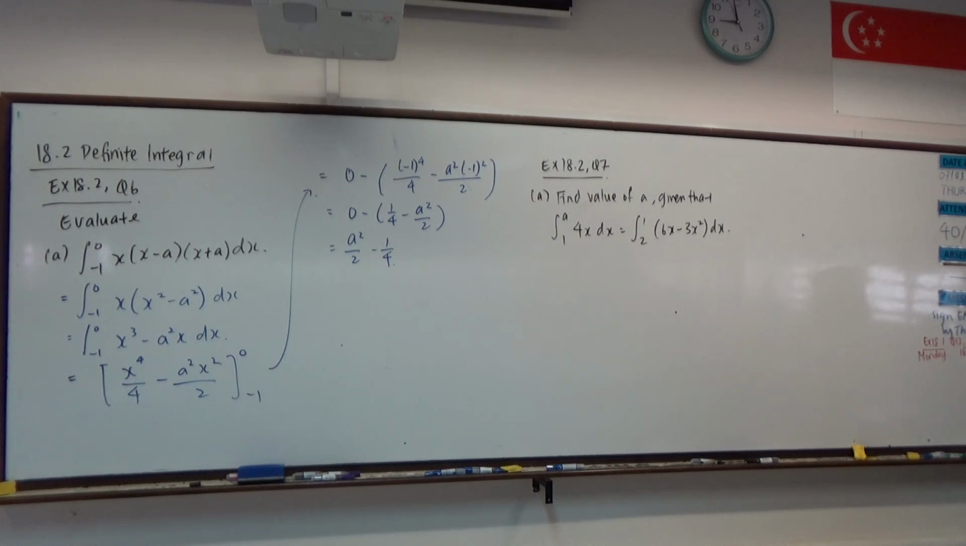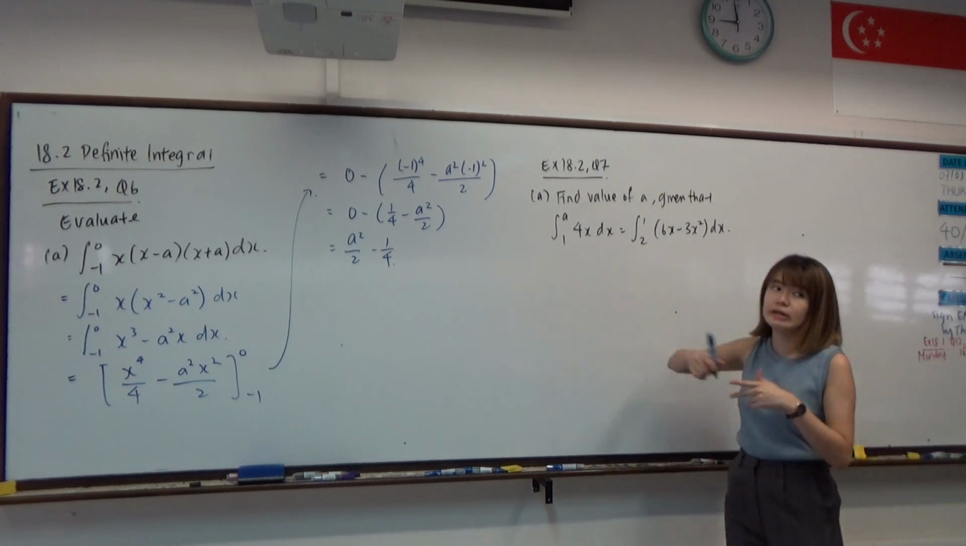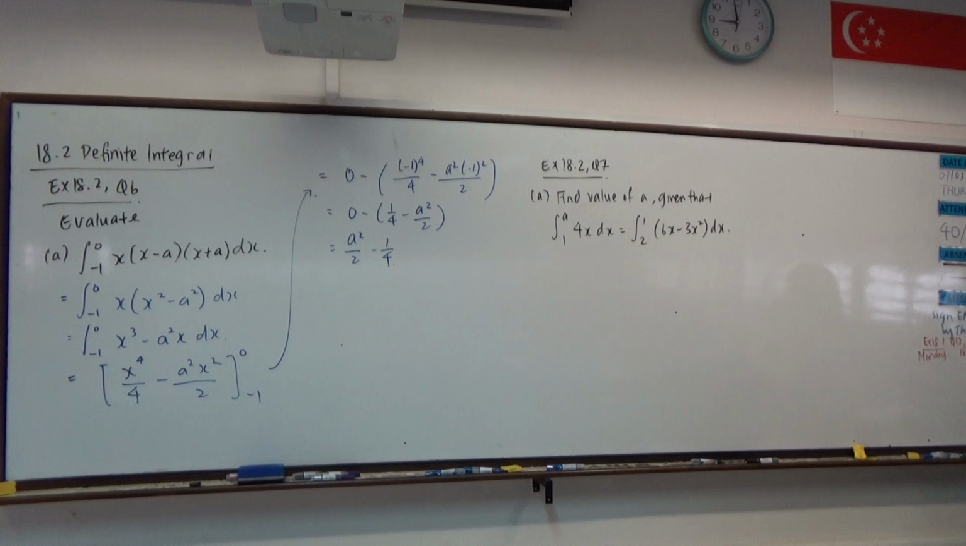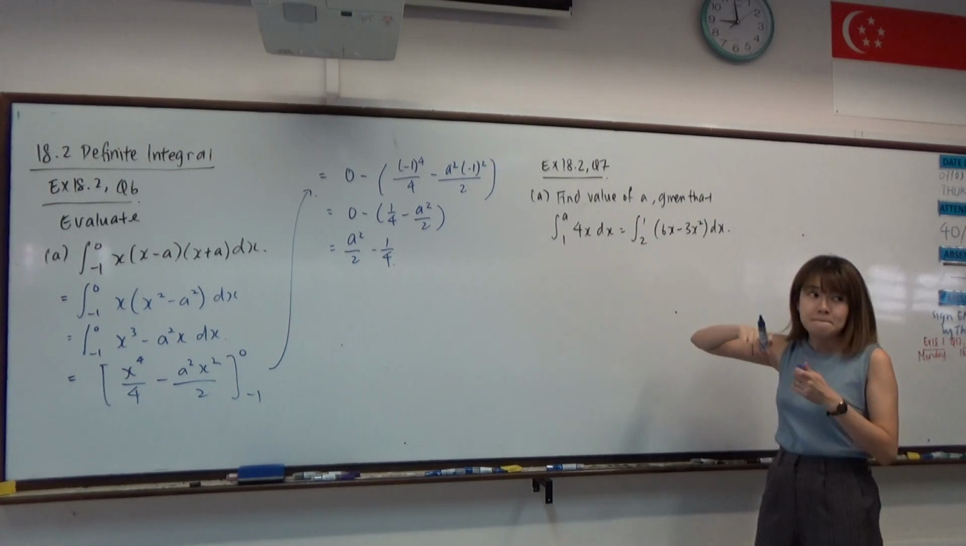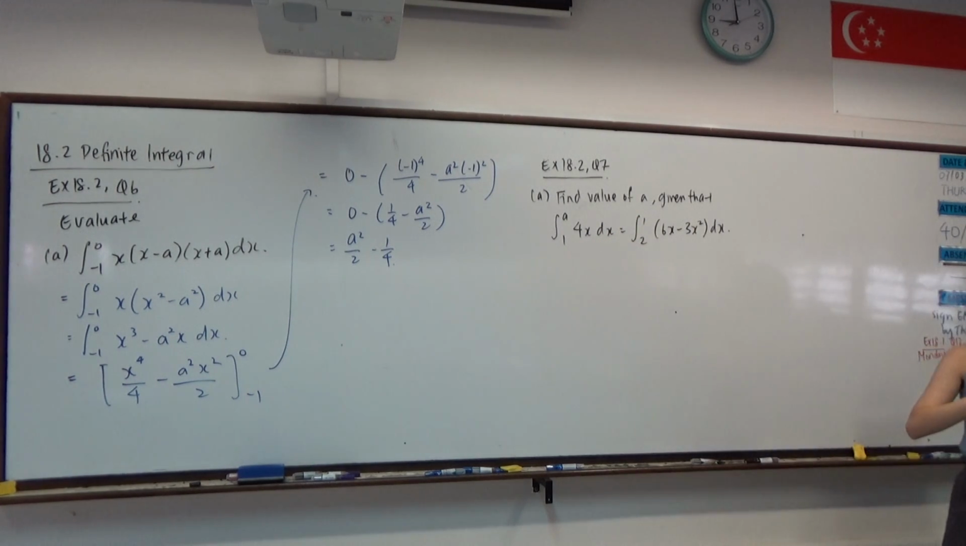In 7a, we want to find the value of a given that there is this equation over here. So we need to actually solve the integral on the right hand side first, as well as on the left hand side. Then after that, we will get another small simplified equation so that we can find out the value of a.